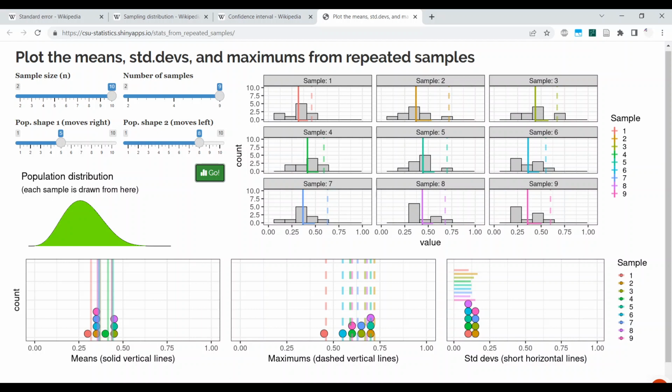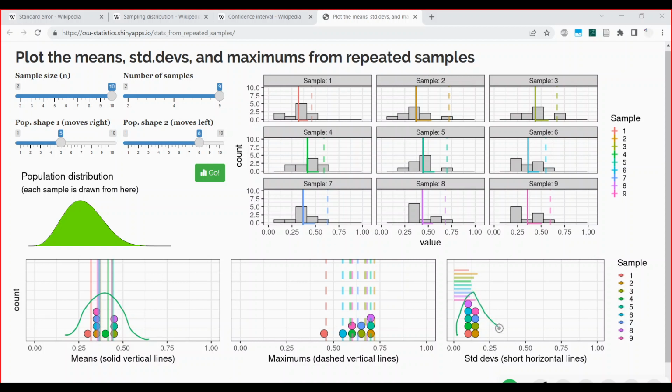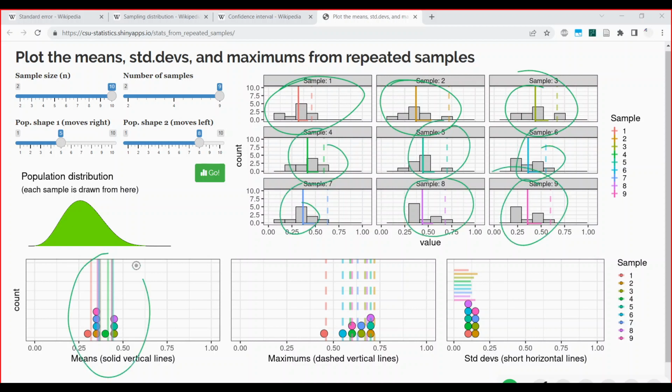And if we were to take lots and lots of samples, I would see a distribution of means that maybe looks like this, and I'd see a distribution of standard deviations that maybe looks like this. But the point of this app is not to show you what a full sampling distribution looks like. The point of the app, again, is to make this connection between individual samples of data and collections or distributions of values of statistics taken from those data sets.